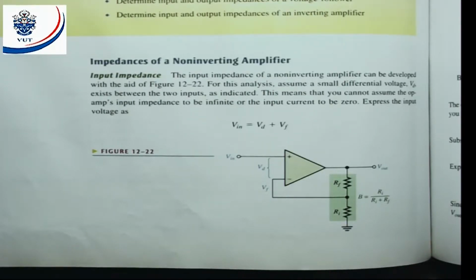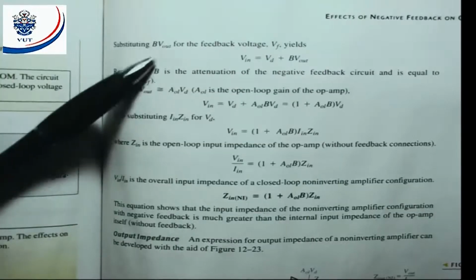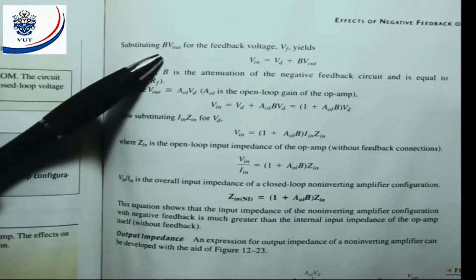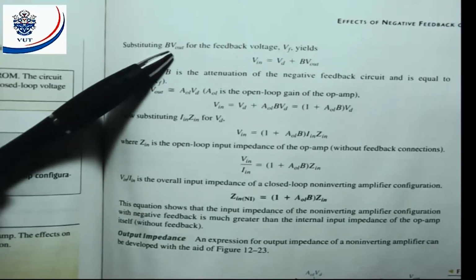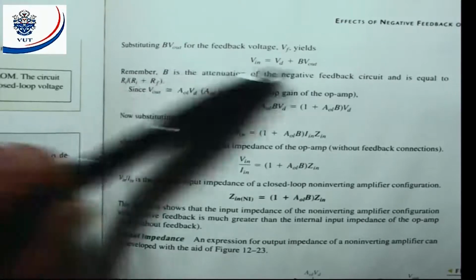First of all, we can start off by stating that Vin is equal to Vd plus Vf. My input voltage will be equal to that voltage plus my feedback voltage. We also know the attenuation is equal to Rin divided by Rin plus Rf. But we also know that my feedback voltage is equal to my attenuation times my output voltage. If we substitute that into this equation, then we get Vin is equal to Vd plus the attenuation times Vout. That is equal to Vf.